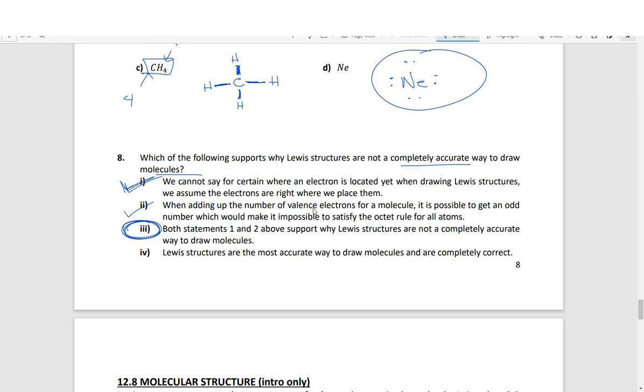So this is true. We don't know for certain where they are. Remember we talked about clouds of probability in chapter 11, right? And when we talked about orbitals. And adding up, we might have some trouble with the number of valence electrons. There's a lot of exceptions. And Lewis structures are not completely correct. We already know that. So both of these are true statements.